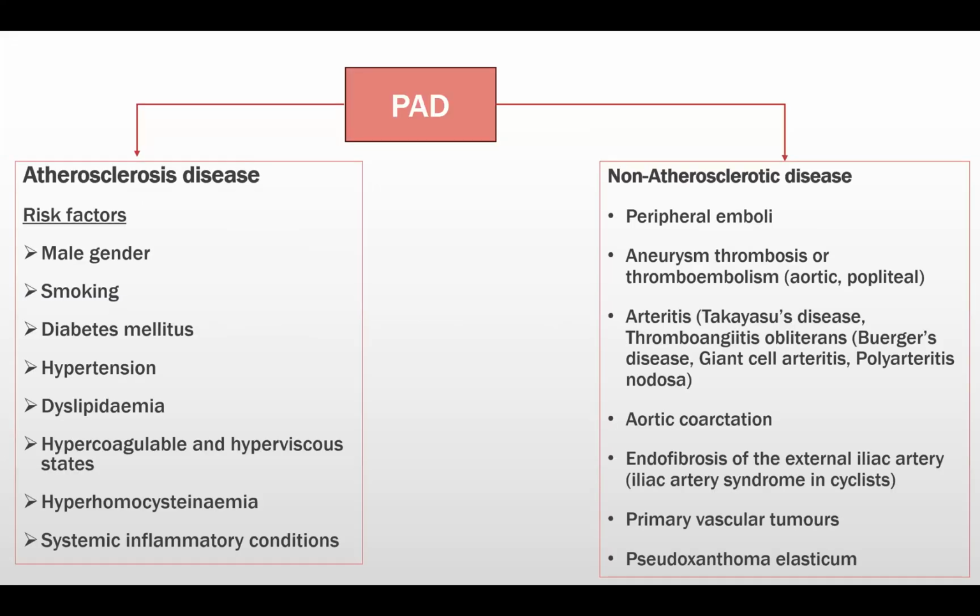The two main causes of peripheral arterial disease can be classified into atherosclerosis and less common non-atherosclerotic disease. Atherosclerotic disease forms around 80% of the cause, and the risk factors are male gender, smoking, diabetes, hypertension, dyslipidemia, hypercoagulable and hyperviscosity states, hyperhomocysteinemia, and systemic inflammatory conditions. Non-atherosclerotic causes include peripheral emboli, aneurysm with thrombosis, arteritis such as Takayasu's disease, thromboangiitis obliterans, giant cell arteritis, aortic coarctation, endofibrosis of the external iliac artery, primary vascular tumors, and pseudoxanthoma elasticum.